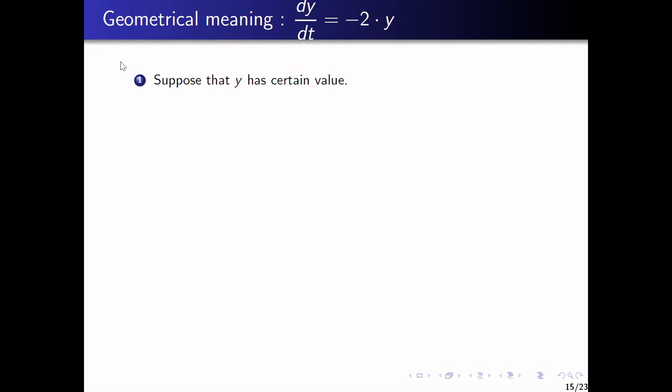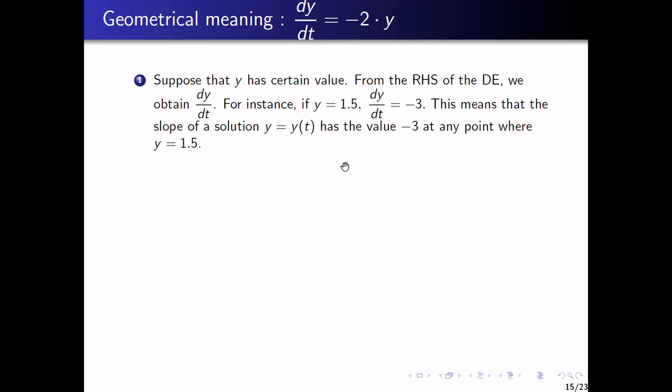We would like to find the geometric meaning of a differential equation. So we first consider the differential equation dy/dt = -2y. In this differential equation, when you take a particular value of y, then from the right hand side of the differential equation, we obtain the value of dy/dt. For example, if I take y to be equal to 1.5, then the right hand side of the differential equation is -3. So that means that dy/dt is -3, which means the slope of y is -3 at the point where y is equal to 1.5.